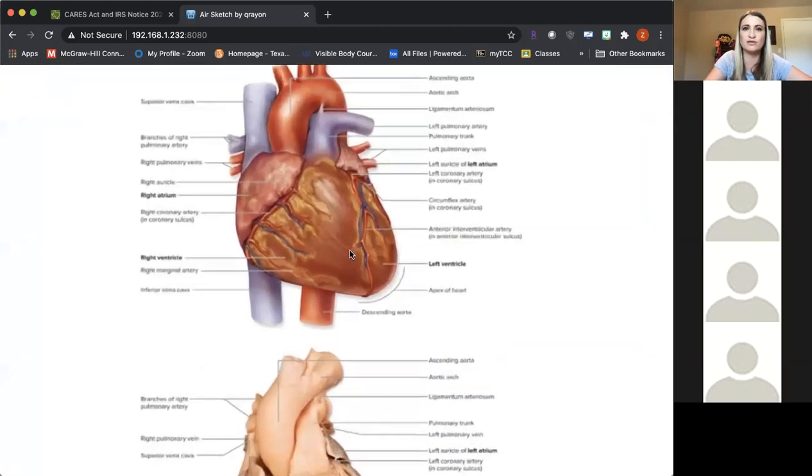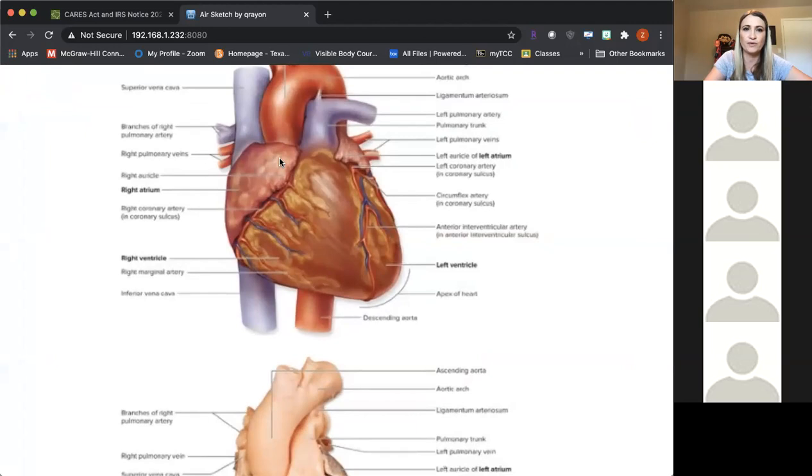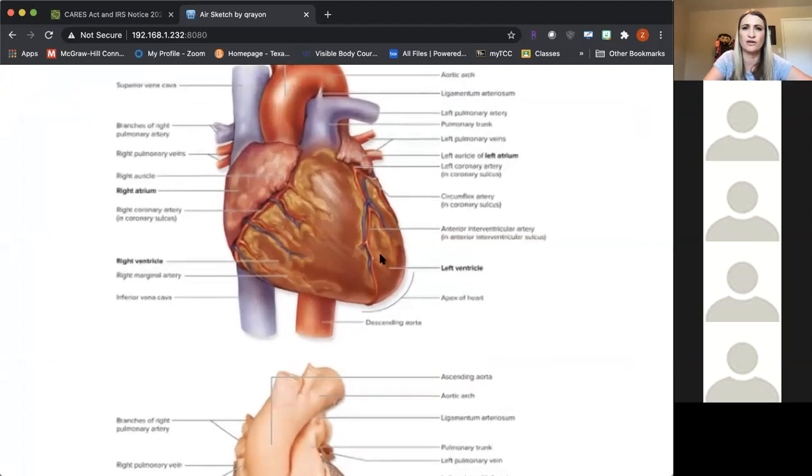Okay, so let me see if I can zoom in here a little bit. If you look at this heart, you can see that there are some vessels here. If you were to pick one of these vessels and peel it off, you would notice that there is a groove left behind. These grooves within the heart that house these vessels, we call sulci. Sulcus is one, two or more is sulci.